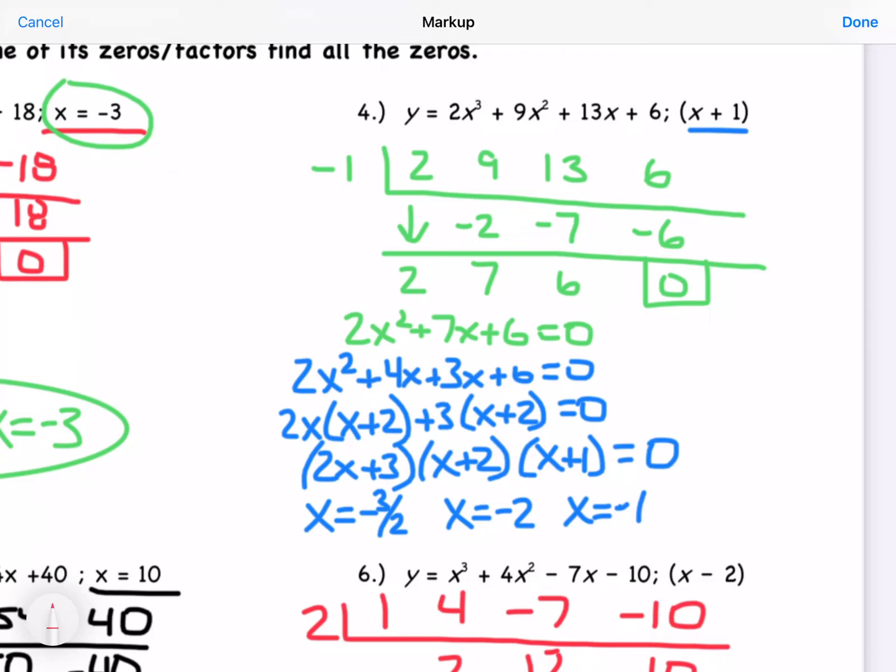And so whenever I have a polynomial that has a coefficient that's not 1 in front of the x squared term, I like to do grouping. So I make it 2x squared plus 4x plus 3x plus 6. And then I just group it, and you can see I end up getting 2x plus 3 and x plus 2, and I bring down that x plus 1, and I set each of those individually equal to 0, and you can see my answers. x equals negative 3 halves, negative 2, and negative 1.